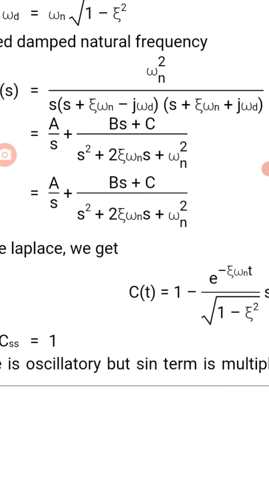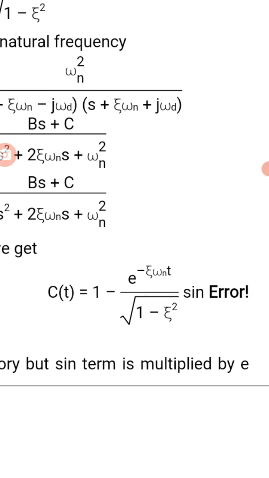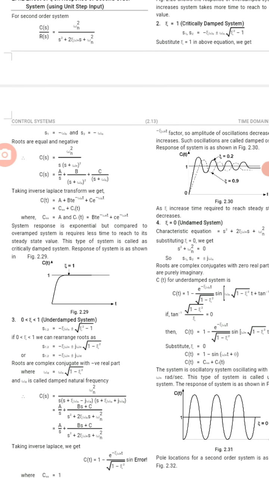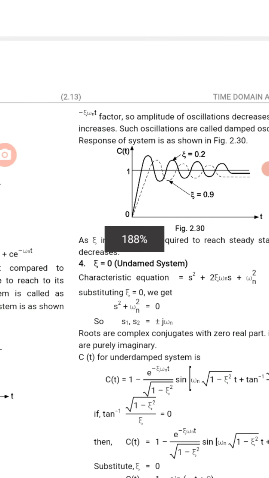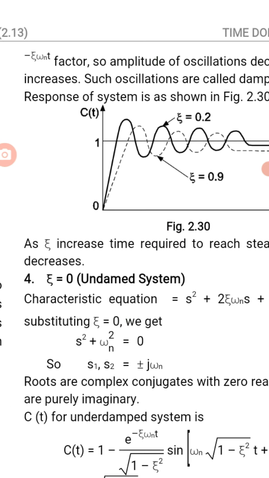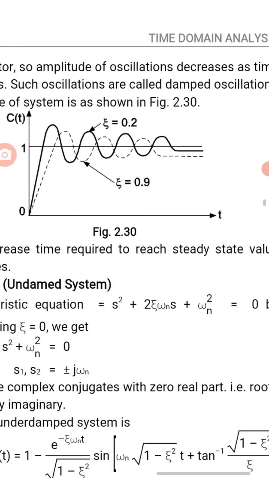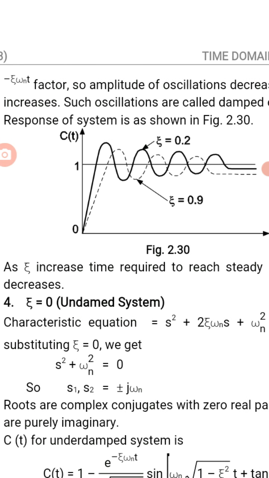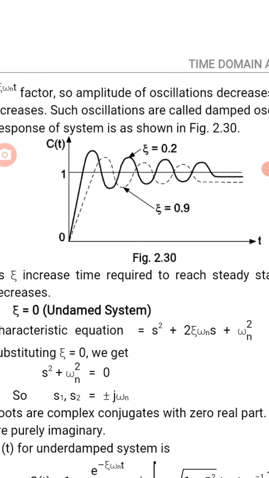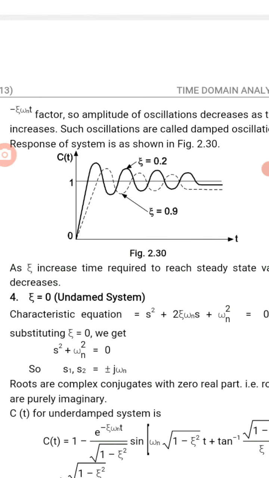C steady state is equal to 1. The response is oscillatory, but the sine term is multiplied by an exponential decay, e raised to minus zeta omega n t, that means it is decaying. So the amplitude of oscillations decreases as time increases. Such oscillations are called damped oscillations. The response of the system is shown in figure 2.30.